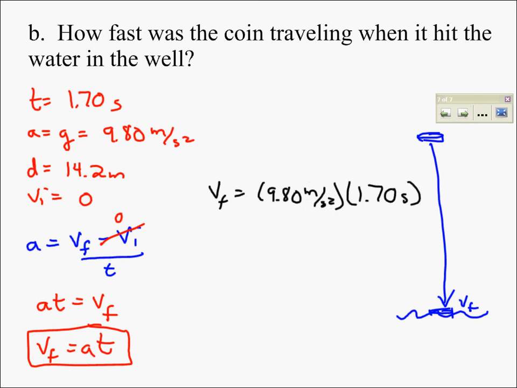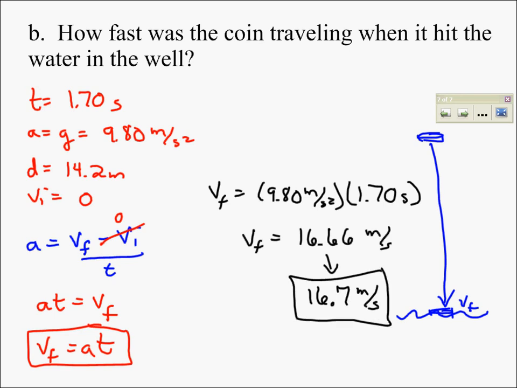I'll bet you get the same answer. Before rounding, we have 16.66. These are meters per second. We need 3 sig figs. I'm going to round to 16.7 meters per second. Really fast. Of course, we're ignoring air resistance, but still, gravity makes it go quite quickly. All right, that's it for examples. See you later.